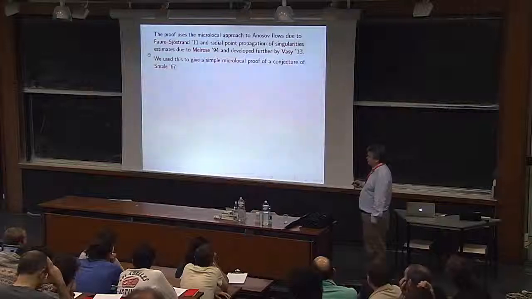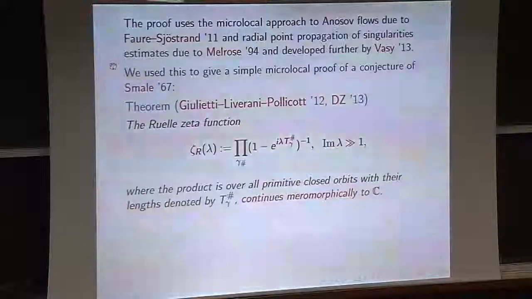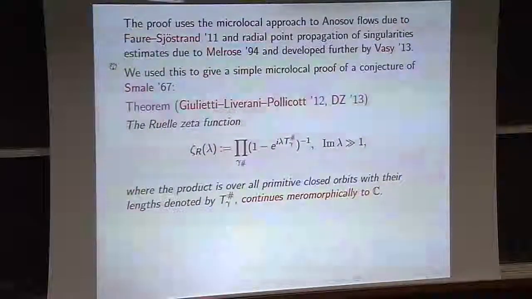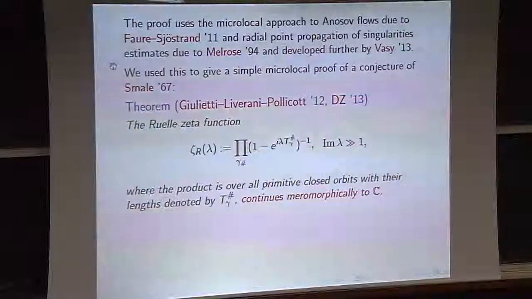So here is this conjecture of Smale. That conjecture was proved just a few months ago by Giulietti, Liverani and Pollicott. We actually didn't know about this, since we're not specialists. We were just interested in something else. The conjecture of Smale, actually it wasn't exactly stated like that by Smale, says the following. You define something called the Ruelle zeta function. The Ruelle zeta function is a product over primitive geodesics, primitive orbits of the flow.